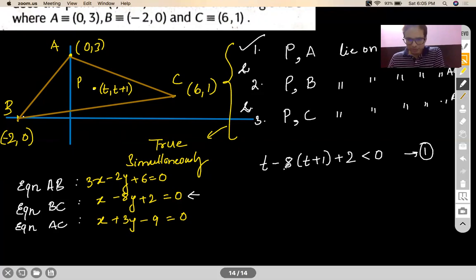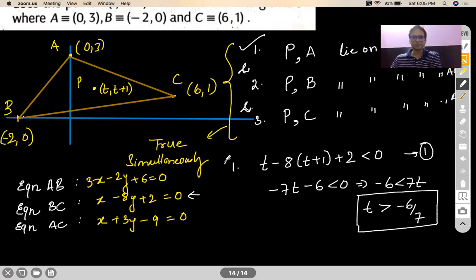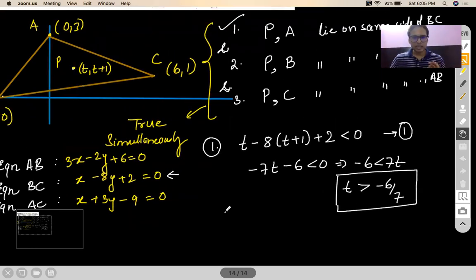Correct? If I'm not mistaken, this will give you minus 7T minus 6 is less than 0. That means minus 6 is less than 7T. That means T is greater than minus 6 by 7. Let's keep this as one of our conditions. We will need it a little later on. Any problem in solving? Do let me know.